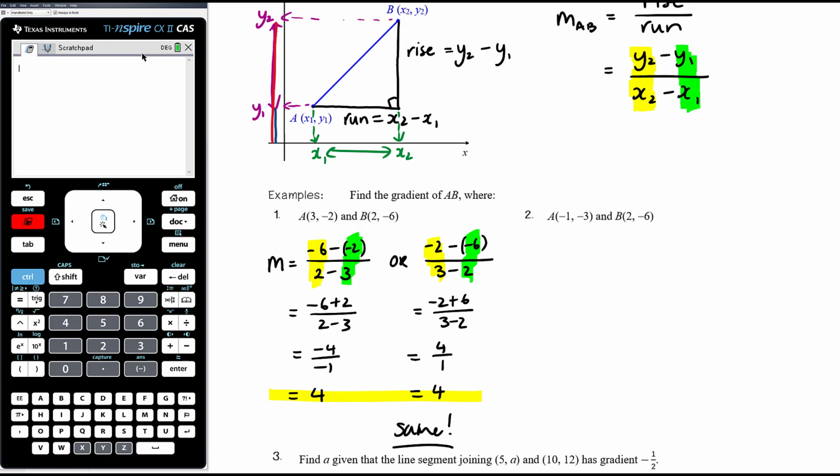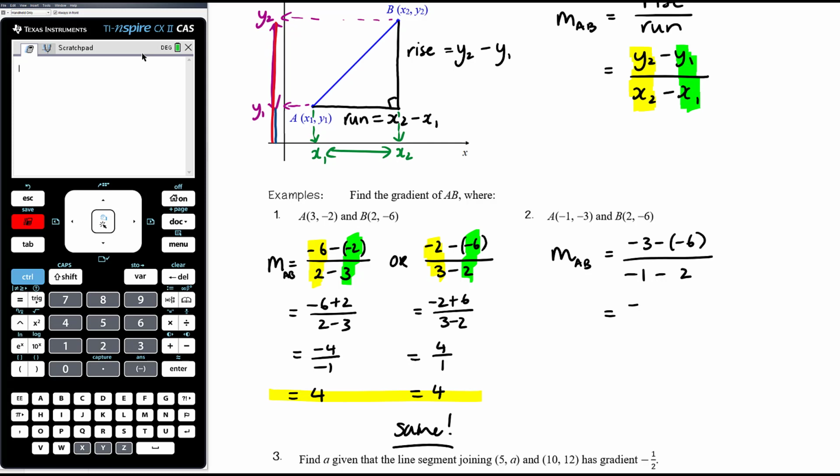Okay, find the gradient of AB where A is (-1, -3) and B is (2, -6). Okay, so gradient, sorry, I should have listed that as being the gradient of AB. This is also the gradient of AB in question 2. Doesn't matter which way around I do it. Negative 3 minus 6 over negative 1 minus 2, or you would have done negative 6 minus 3 over 2 minus 1. Okay, whichever way around works for you.